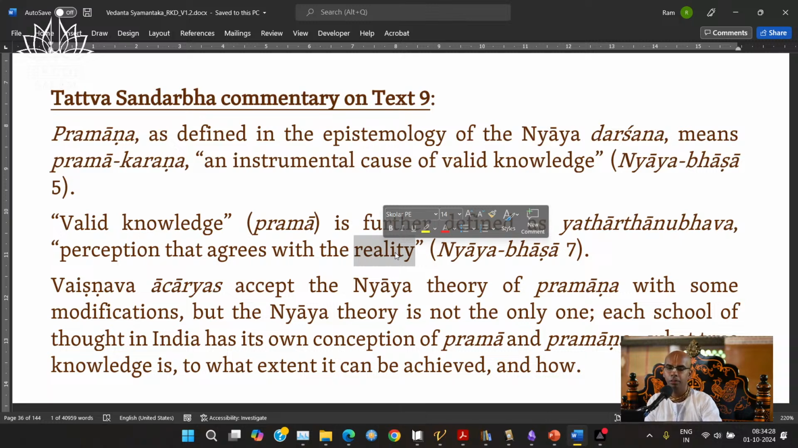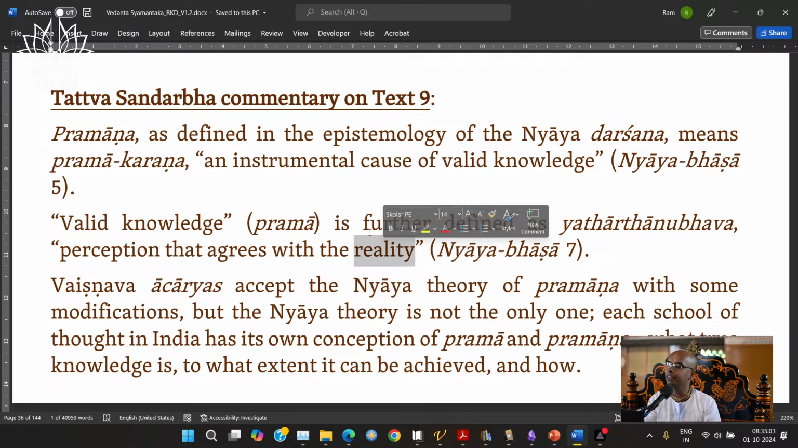For example, now we have this table, correct? This table is made up of wood. So is it real that the table is made up of wood? Yes, it is real. And if we have this knowledge that this table is made up of wood, then it agrees with the reality of it. Now, if I think that this table is made up of plastic, I somehow feel that it does not look like wood. So what is the reality? The reality is that it is made up of wood, but my perception is that it is actually made up of plastic. So my perception does not agree with the reality, therefore it is not valid knowledge. Right?